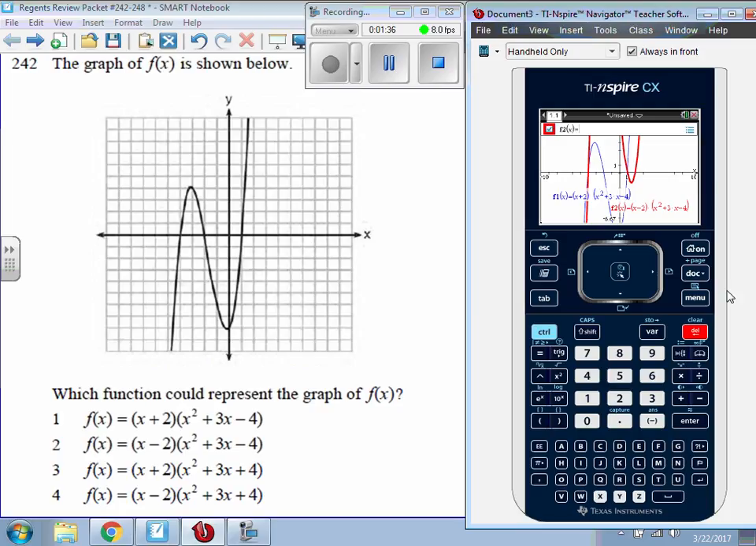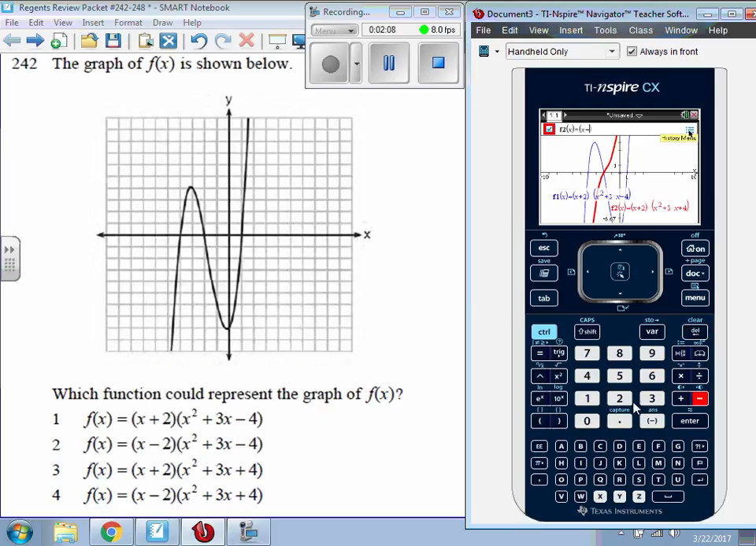And I'm going to try choice 3. X plus 2, parenthesis, x squared plus 3x plus 4. Yeah, that definitely doesn't look like what is on our paper. So, nope, choice 3, not right. So I'm going to delete that and try choice 4.